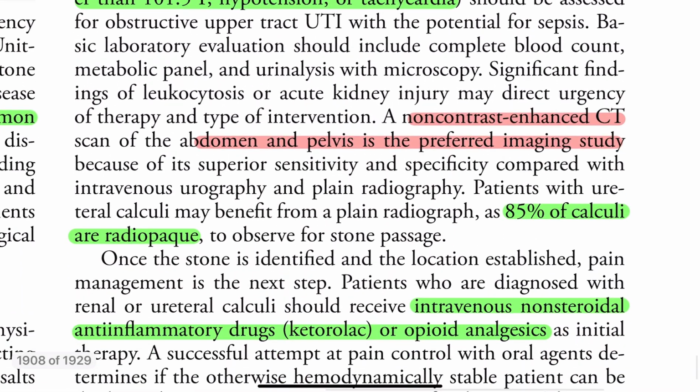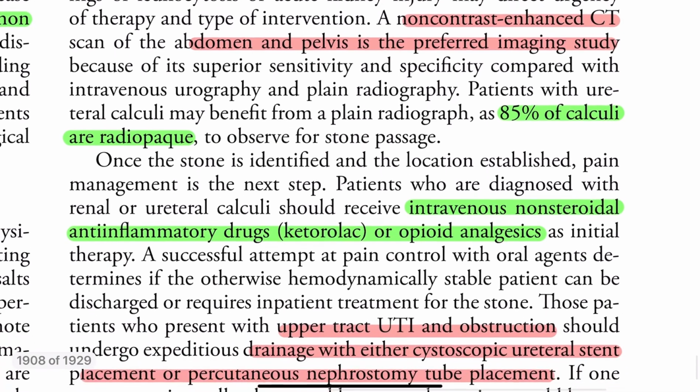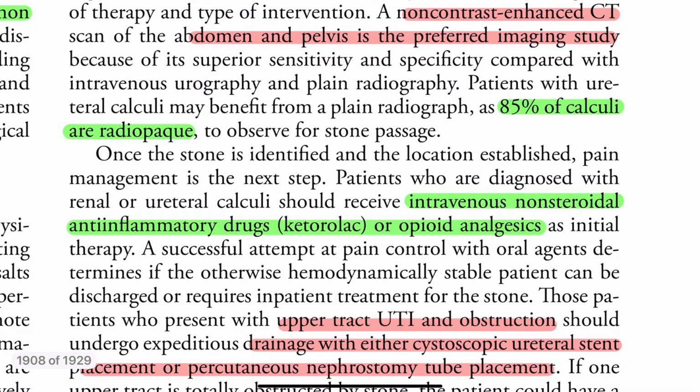The investigation of choice for renal stone or ureteric stone is non-contrast CT of the abdomen and pelvis. Remember, it is abdomen also and pelvis, because the kidney is in the abdomen, then the ureter and pelvis, and then the bladder. So it is CT non-contrast. Remember, non-contrast. And 85% of calculi are radio-opaque.